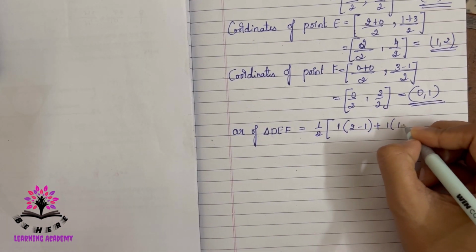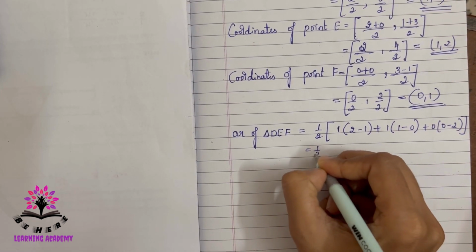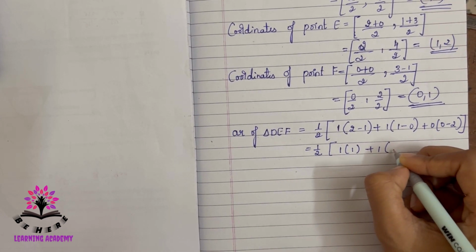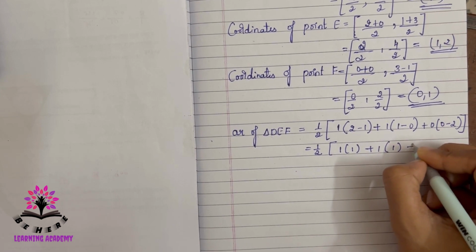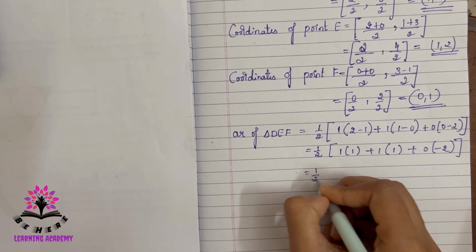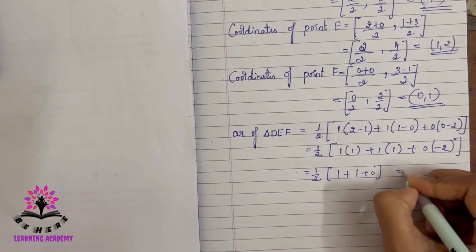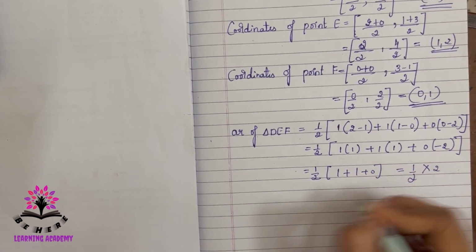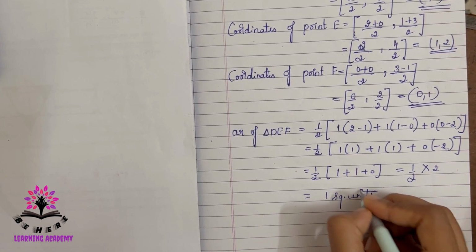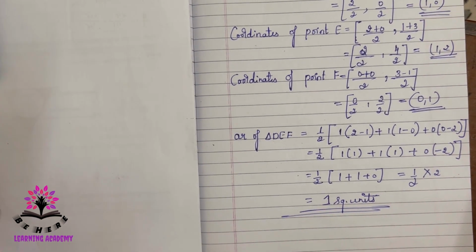1 minus 0 plus 0, 0 minus 2. So that is equal to half multiplied by 1 into 1 plus 1 multiplied by 1 plus 0 multiplied by minus 2. Close the bracket. Half multiplied by 1 plus 1 plus 0. That is half multiplied by 2. That is nothing but 1 square unit. So the area of the smaller triangle is 1 square unit.